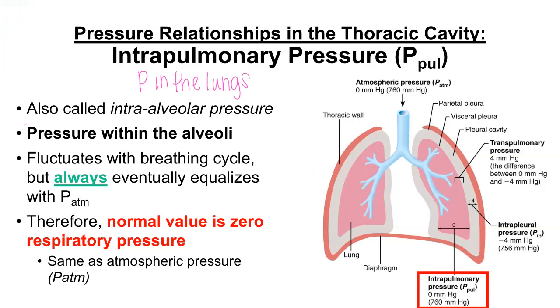Pressure in the lungs. And again, as I mentioned, this does fluctuate with the breathing cycle, but it always eventually equalizes with atmospheric pressure. So they always equilibrate with one another. And so the normal value for the pressure in the lungs is 0 respiratory pressure, which is again equal to atmospheric pressure or absolute pressure of 760, okay? So that is the pressure that's inside the pink spaces here, okay? All right.